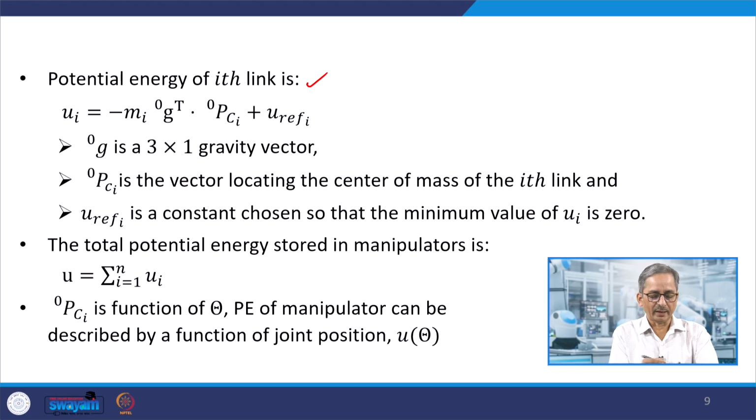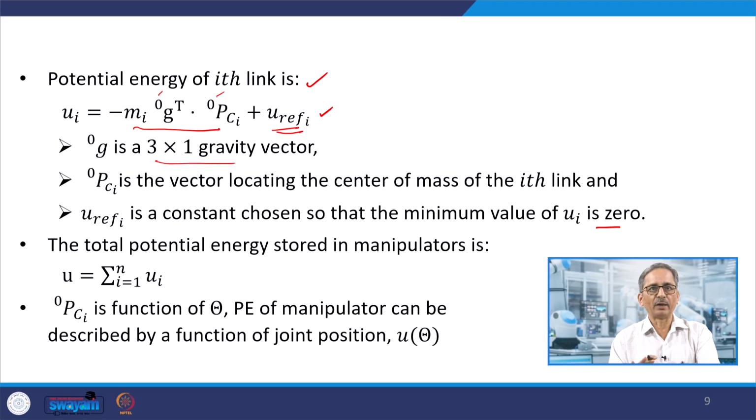Next, coming to the potential energy of the ith link. I can give it as the standard term, mgh. Here it is the mass of the link times the 3 cross 1 gravity vector expressed in the 0th frame. I take the transpose because I have to do the multiplication with the center of mass position vector, which is again expressed in the 0th frame, plus we add some reference value so that this total does not come out negative, so that the minimum value of ui is 0.